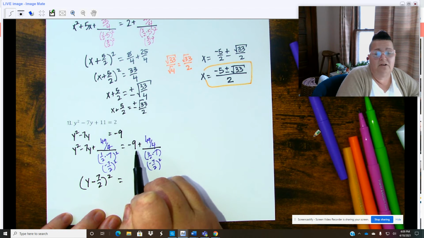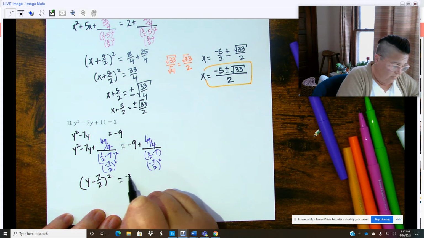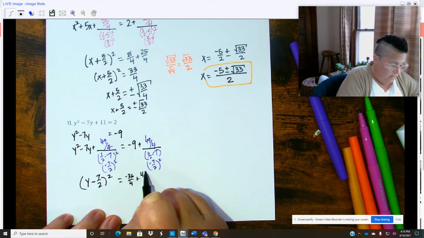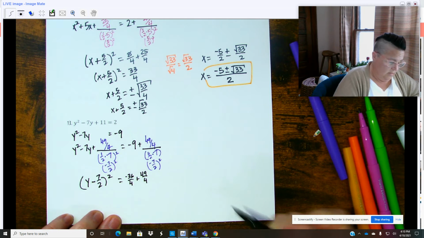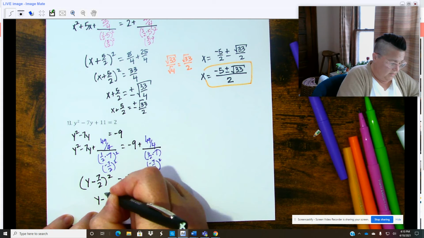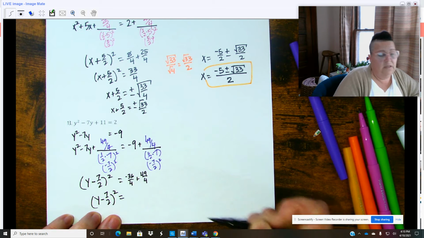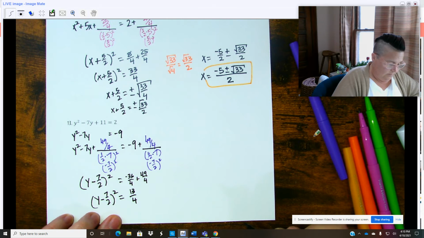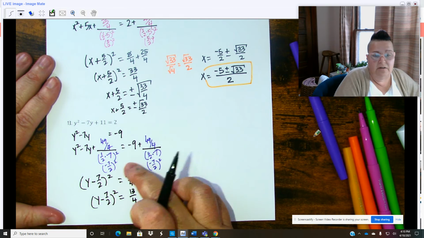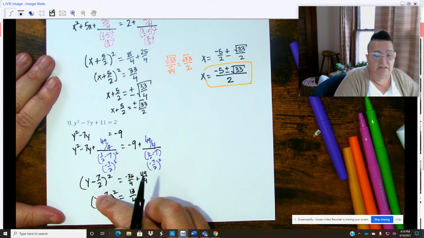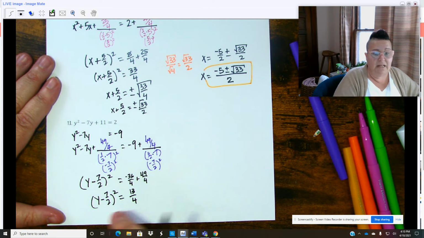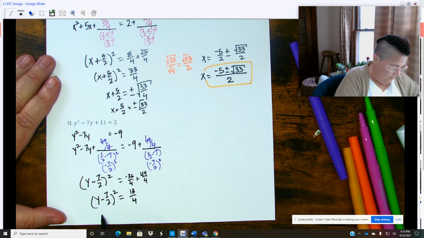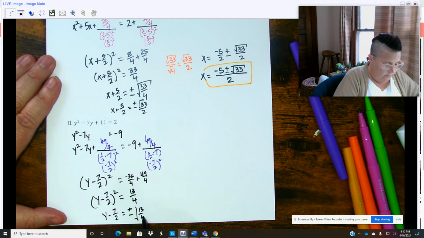I need a common denominator. Negative 9 times 4. So it's going to be negative 36 over 4 plus 49 over 4. So I'm going to have y minus 7 over 2 squared is equal to, is that 13 over 4? I think it is. Okay. Now that I have a single number on the left side and a binomial squared on the right side, I'm going to take the square root of both sides. So y minus 7 halves is going to be positive or negative square root of 13 over 4.